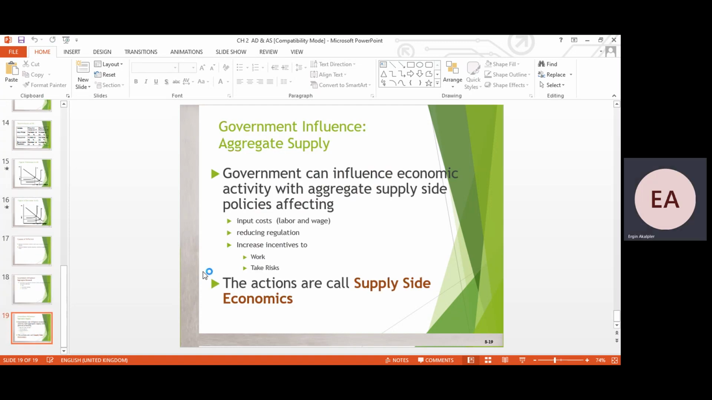Government influence on the aggregate supply. Government can influence economic activities with aggregate supply side policies, which are affected by the input costs, as I said in the cost push inflation. Input costs and labor wages may increase, reducing regulations changes things, and increased incentives to work also affect it. These actions are called supply side economics, which is affecting the supply side of the economy.